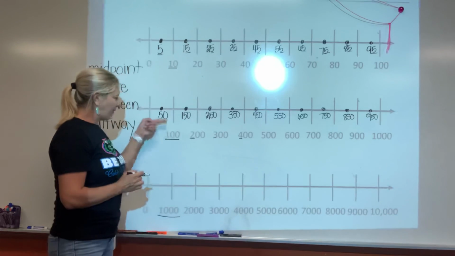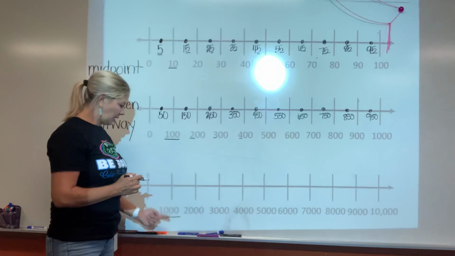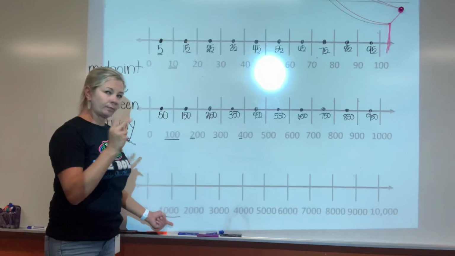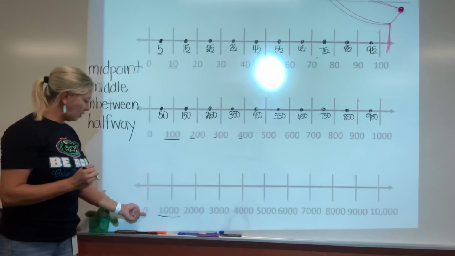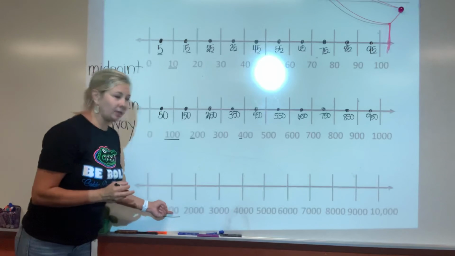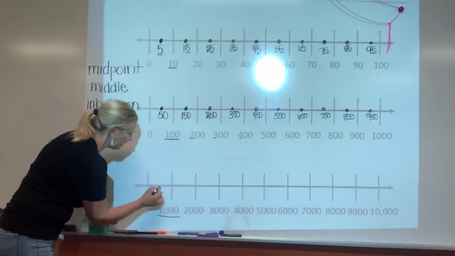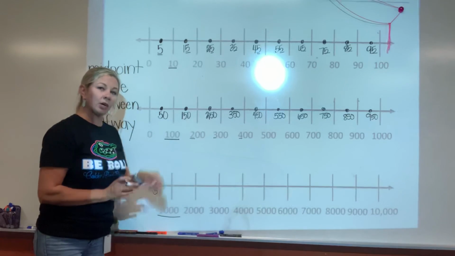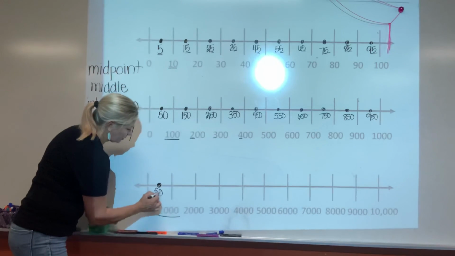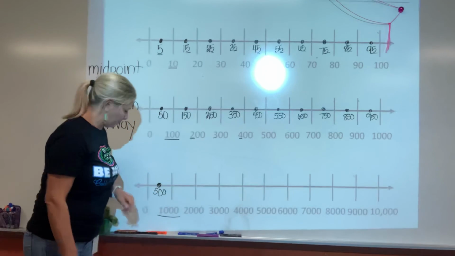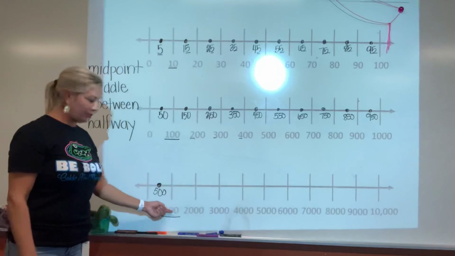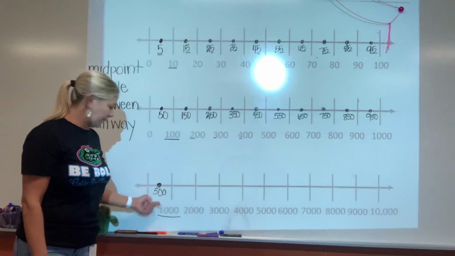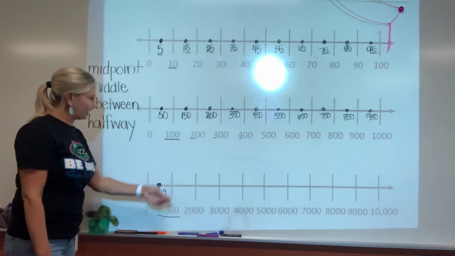So if I'm adding 1 0 here, I'm going to add how many zeros here? 2. Okay? So between 0 and 1,000, the midpoint, I'm going to still have my 5. But remember I said I'm going to add how many zeros to that number? 2. 500 is our midpoint. So between 0 and 1,000, 500 is in the middle. 500 is the midpoint. So it's the same thing that I did up here.